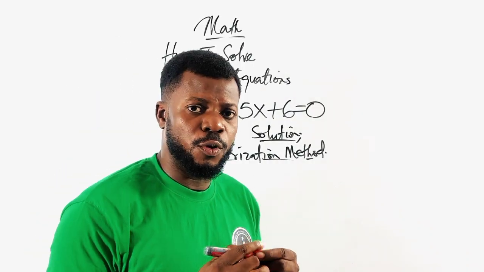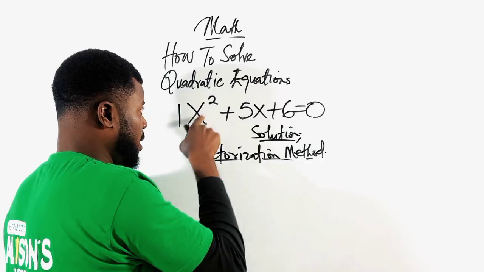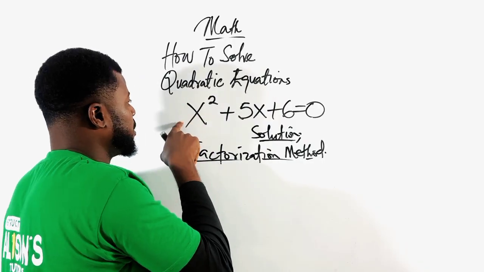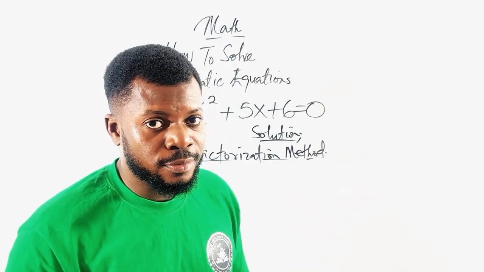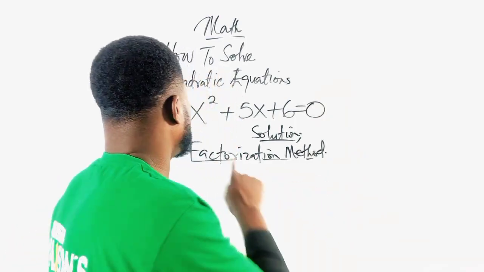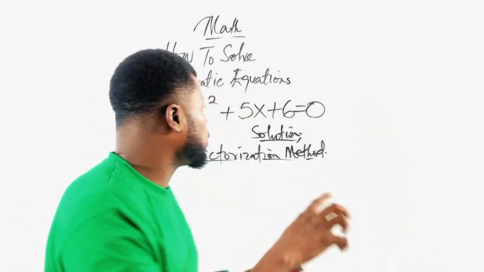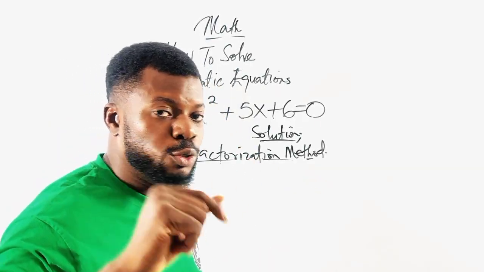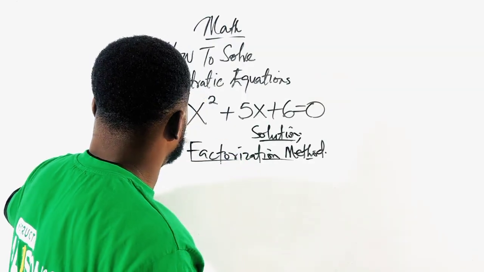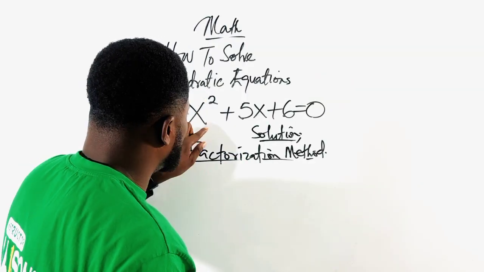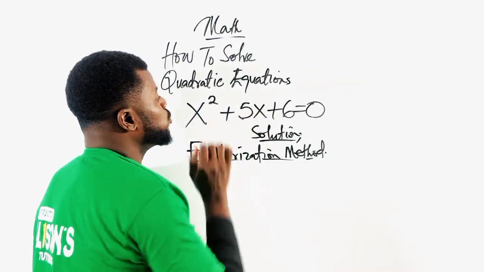You use this when the coefficient of x squared is not bigger than 1. Right now, the coefficient of x squared is 1. If it is bigger than 1, maybe 2, 3, 4, 5, then there is another method I will show you, which you will use. I will show you again, so let me know in the comment section if you need that. But for this one, I want to use the factorization method to solve it. We could use other methods, but this video teaches factorization. Let's start. What do you do for this one?